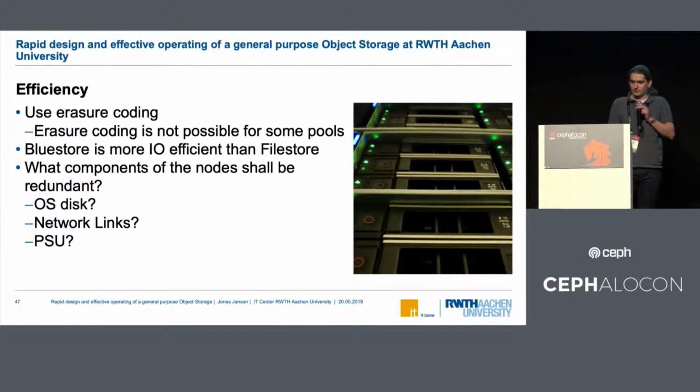And of course you have to take into account the cost efficiency. So you can think about what kind of parts of your nodes really need to be redundant. Do we really need to have redundant OS disks? Do we really need to have redundant network ports or PSUs?